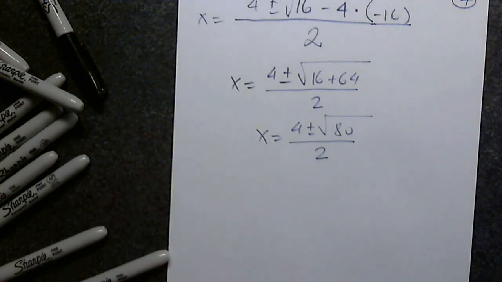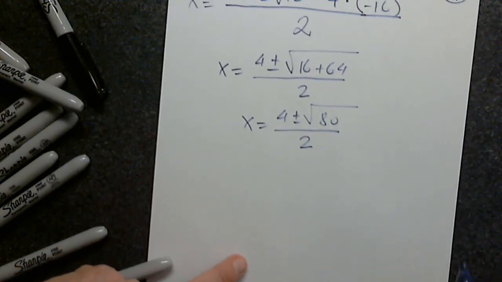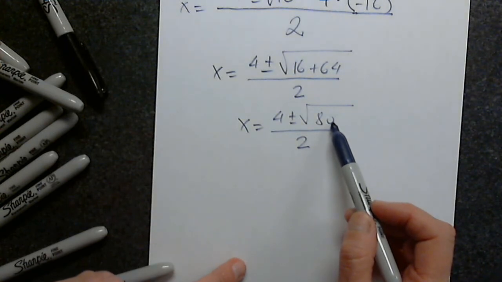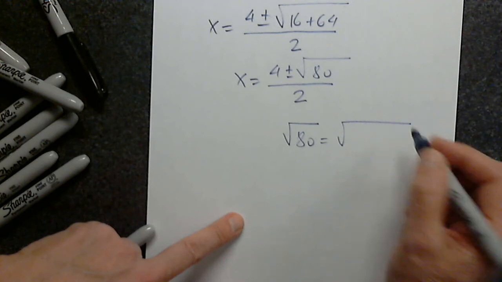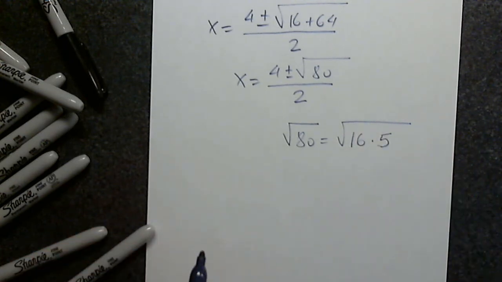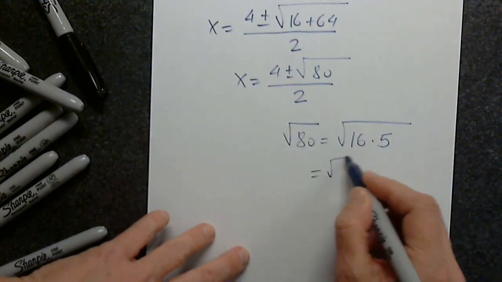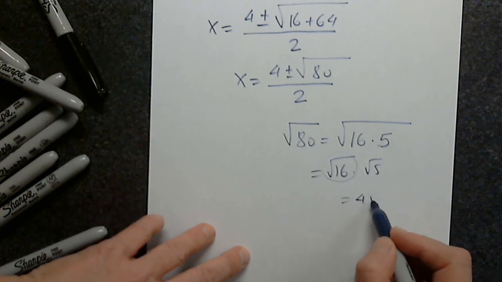So no, we couldn't have factored it, of course. And now when we simplify this, the square root of 80 will be the square root of 16 times 5. Why 16 times 5 and not 20 times 4? Because I need to fully simplify this. So this will be the square root of 16 times the square root of 5, and the square root of 16 happens to be 4.